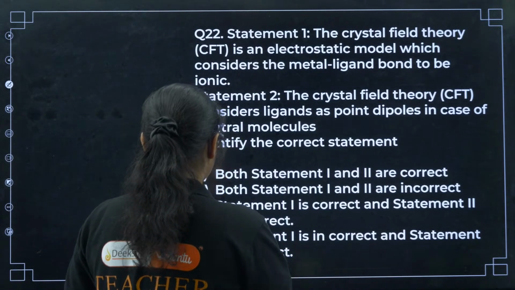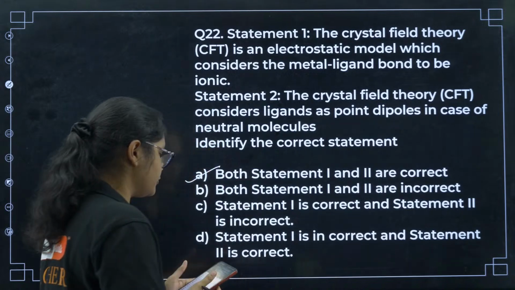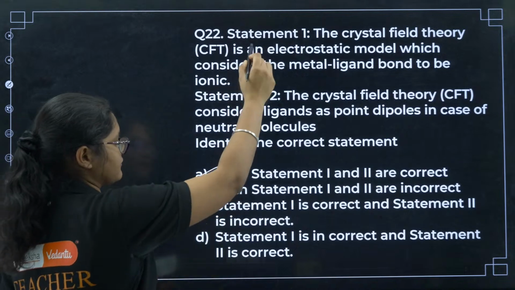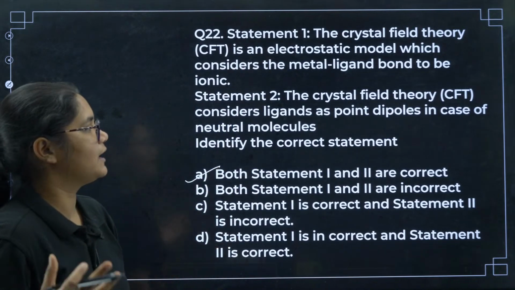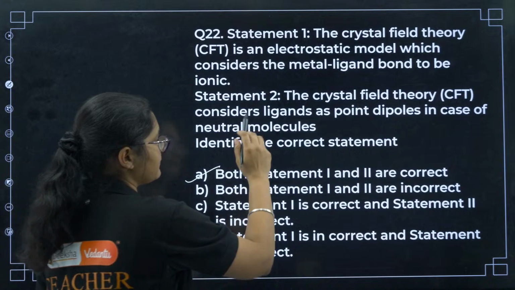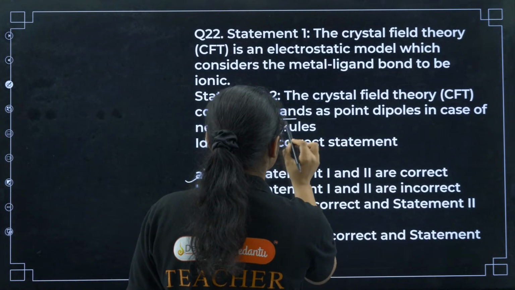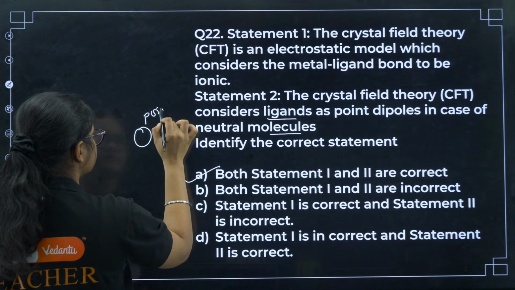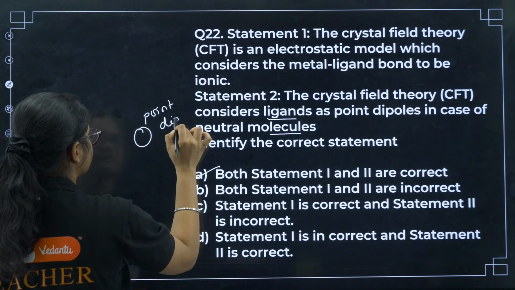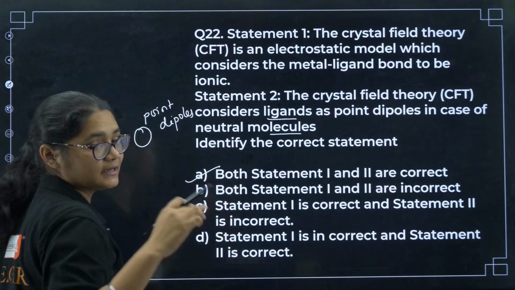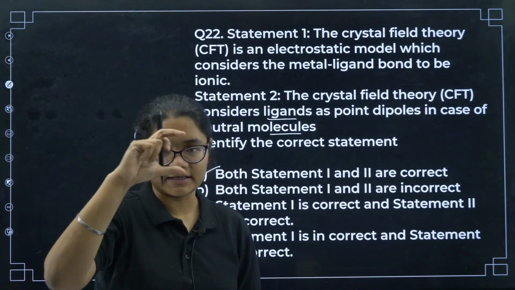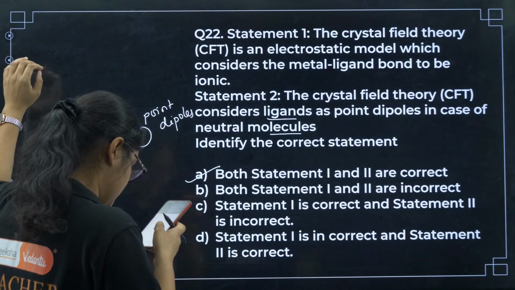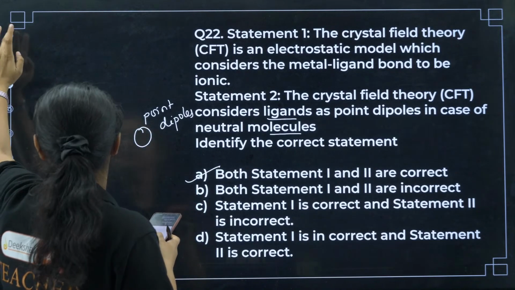Okay, 22A is the correct answer. If you see, the first statement is definitely correct. It considers metal ligand bond to be ionic, and statement 2 here is it considers neutral ligands as point dipoles. Okay, both the statements are correct. This you can see in the NCERT book, in the crystal field theory definition part, it is given. Both the statements are correct. Okay, yes, Sharath is correct here, Bharat Shetty is correct here.